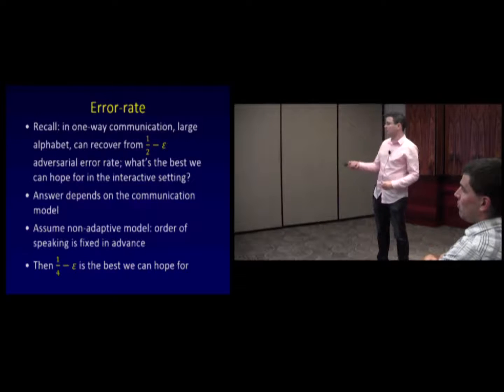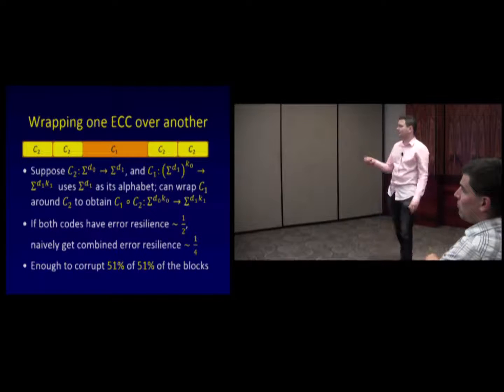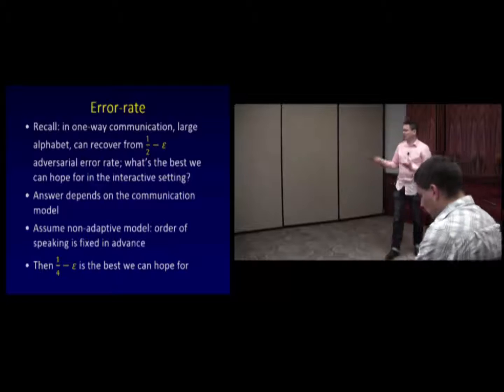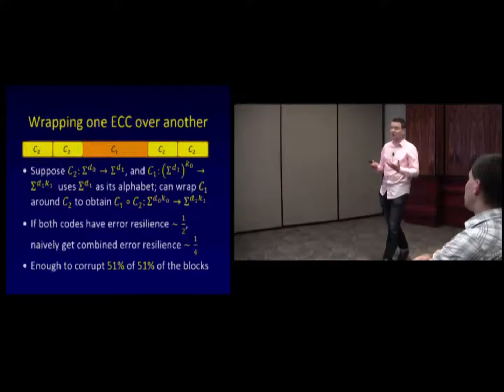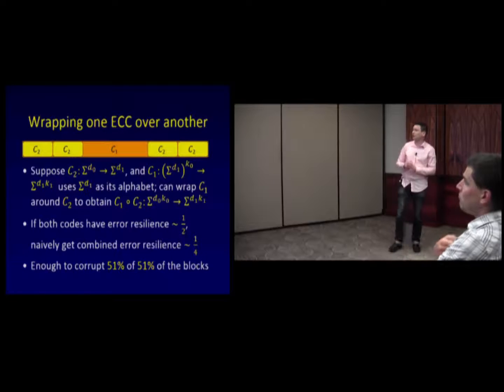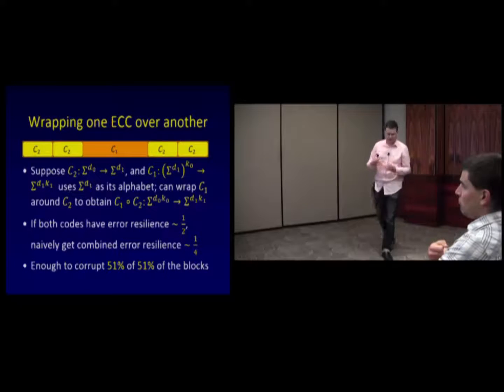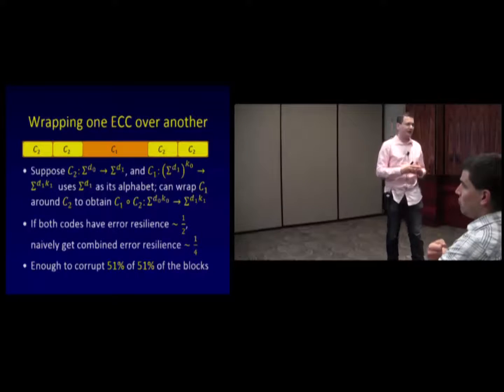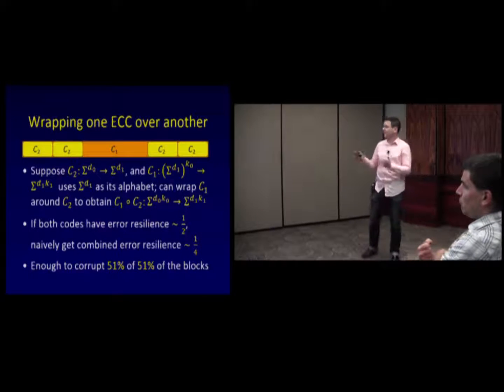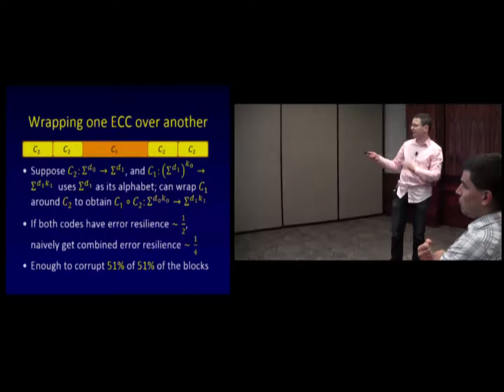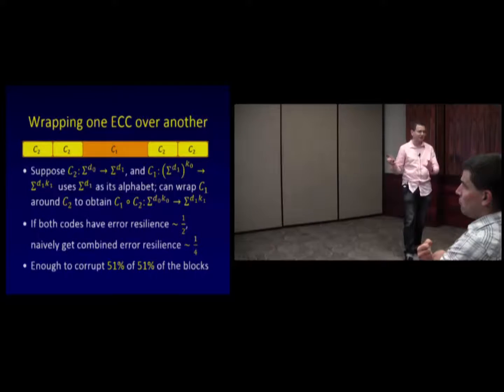And that's what we got with the tree code construction. But if you wanted to really worry about the error rate, when we wrap one code over another, here is an example. This example is a little misleading, but I think it's the simplest example to illustrate the point, so I'll give it anyway.